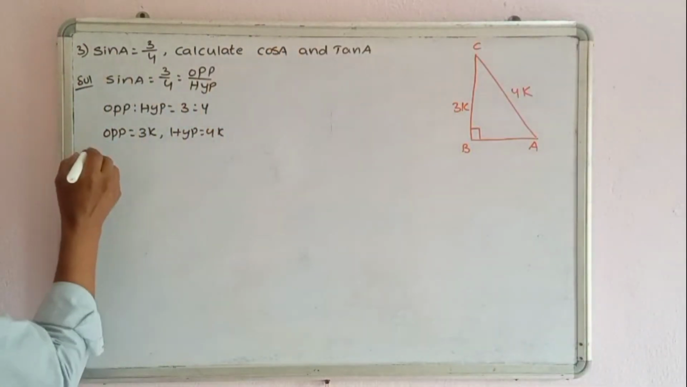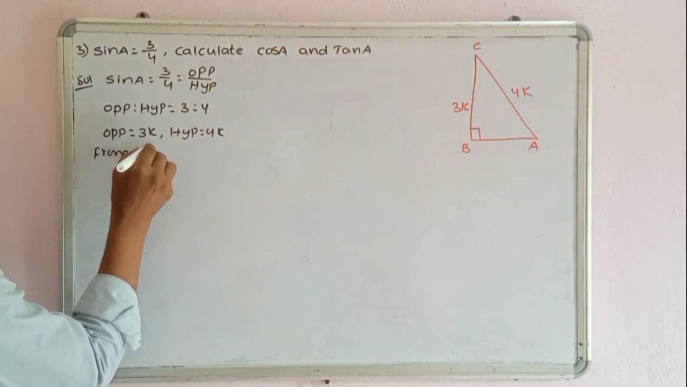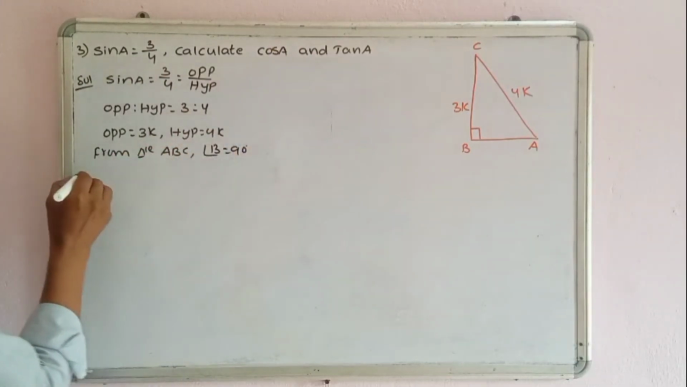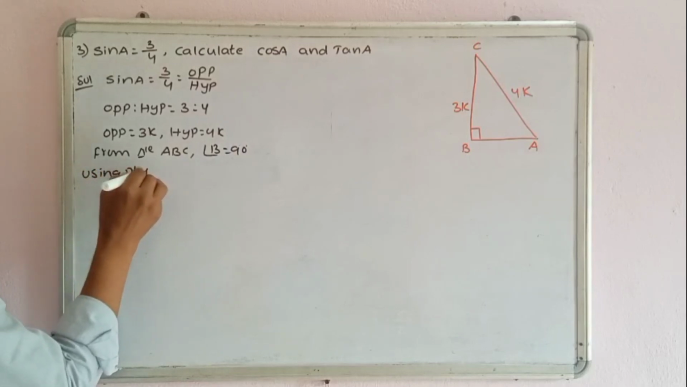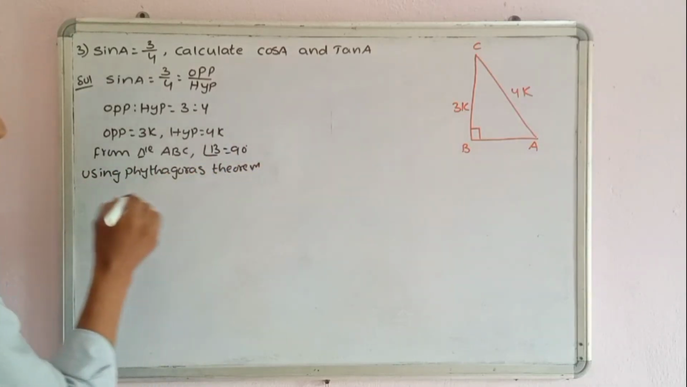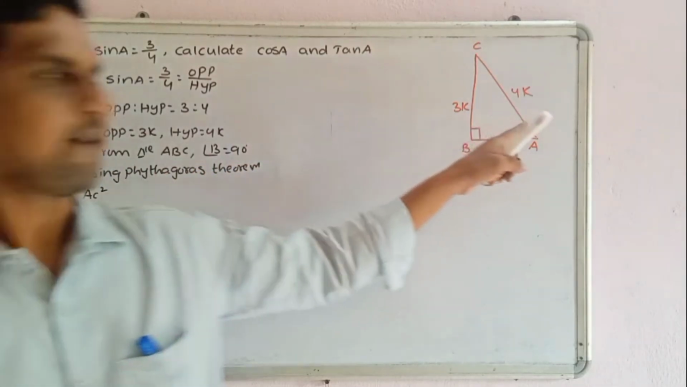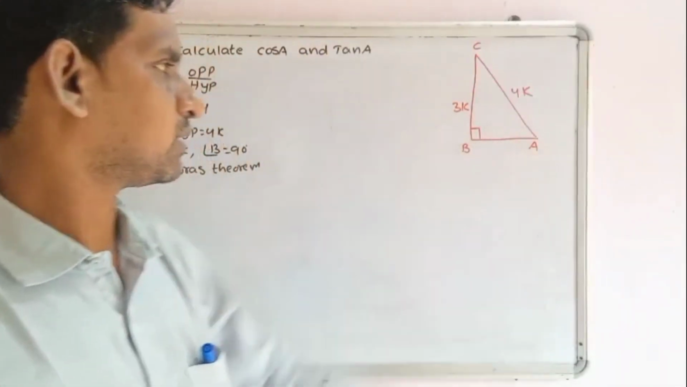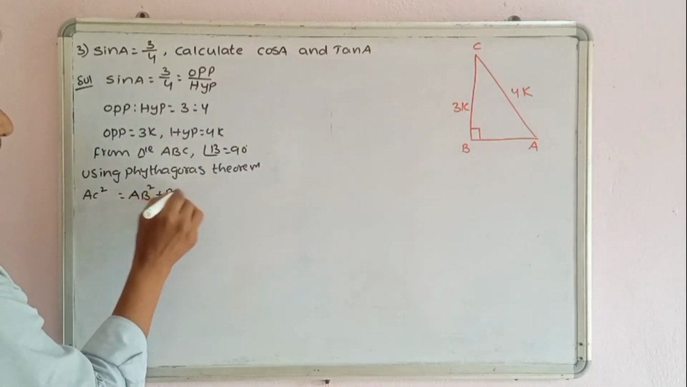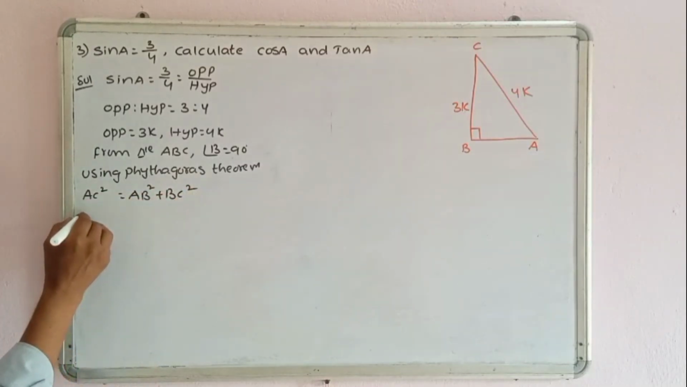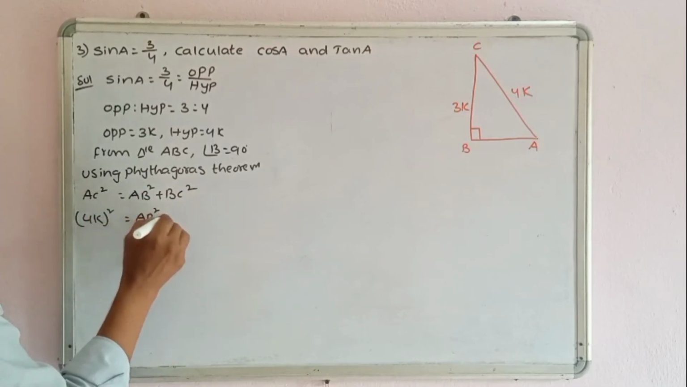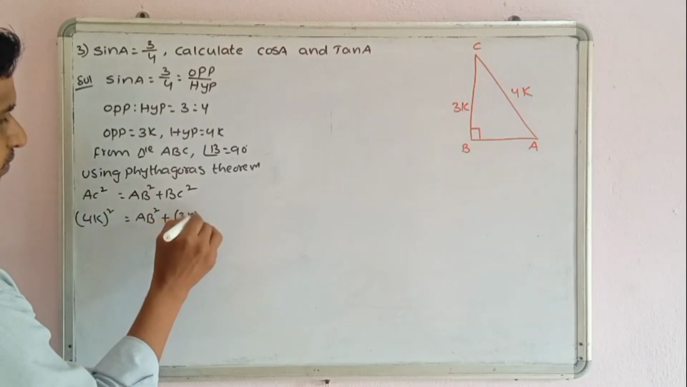Okay. See, from triangle ABC, angle B equals 90 degrees. Using Pythagoras theorem, what is the Pythagoras theorem statement? Hypotenuse square. Here hypotenuse is AC. Right angle opposite is called hypotenuse. AC square equals AB square plus BC square. Here AC value 4k. 4k whole square equals AB, value I don't know, first we will find AB only, plus BC. BC is 3k whole square.